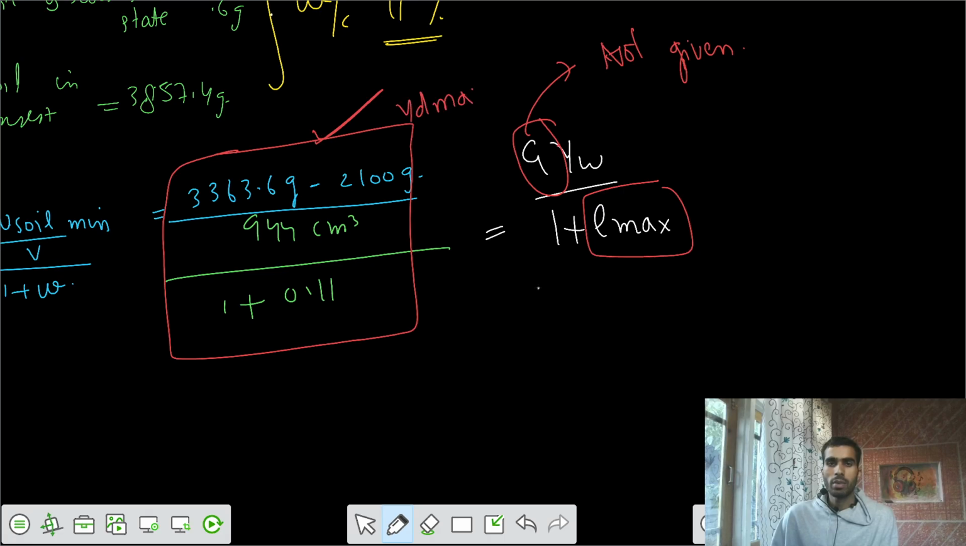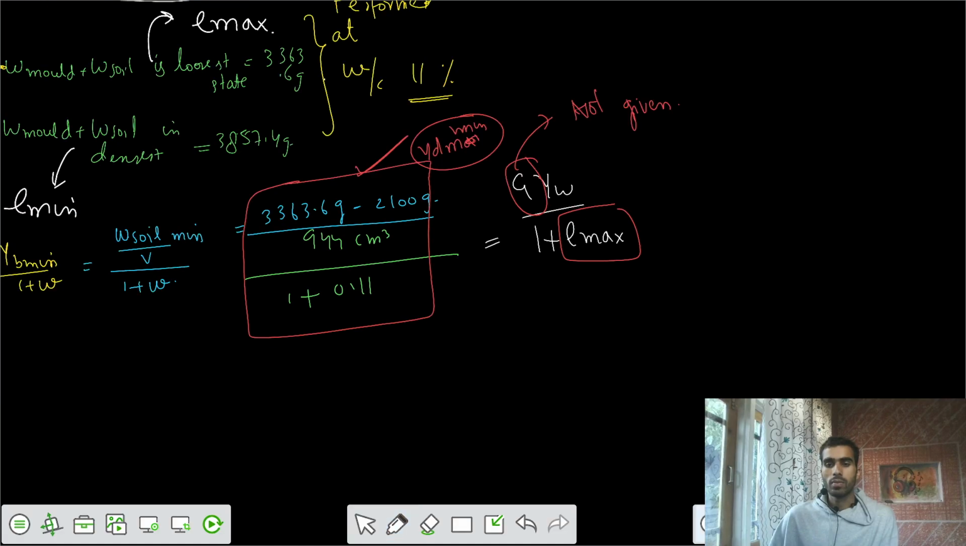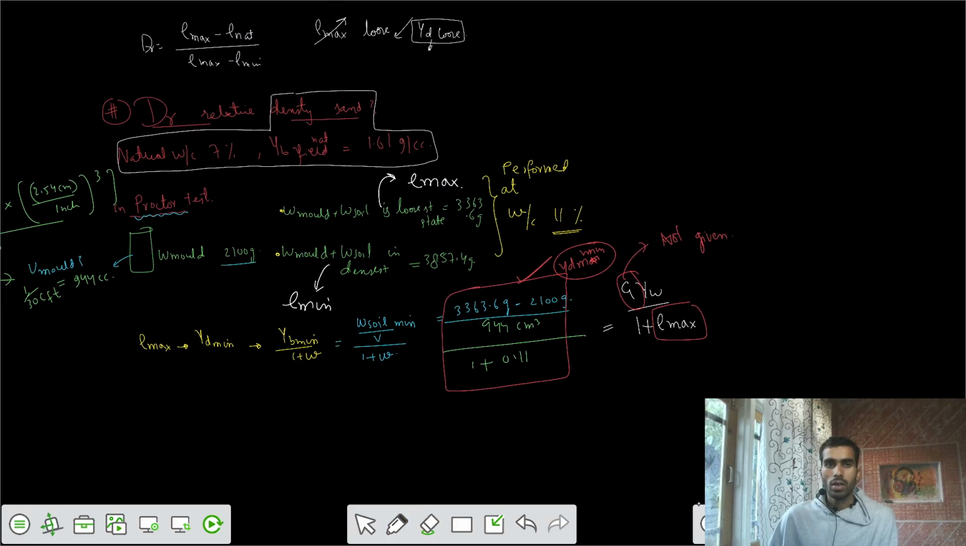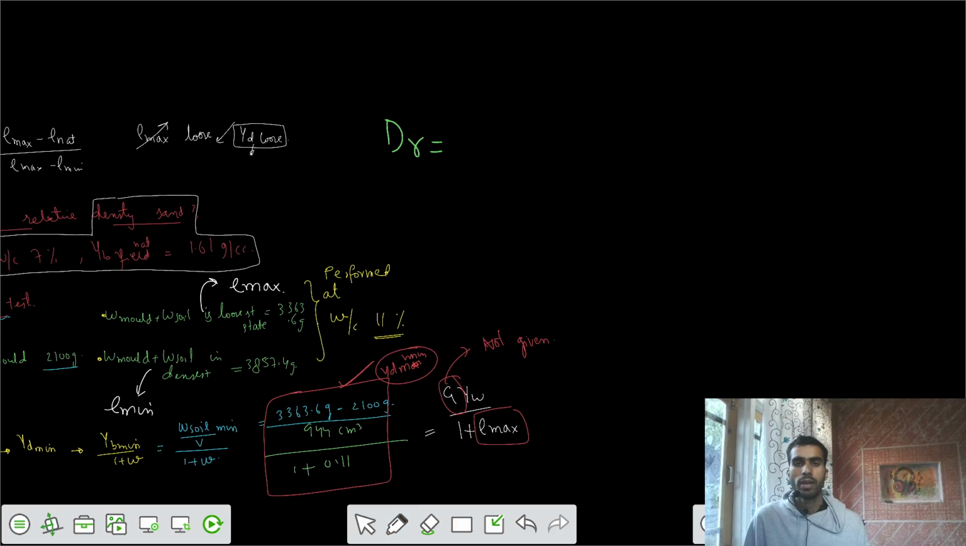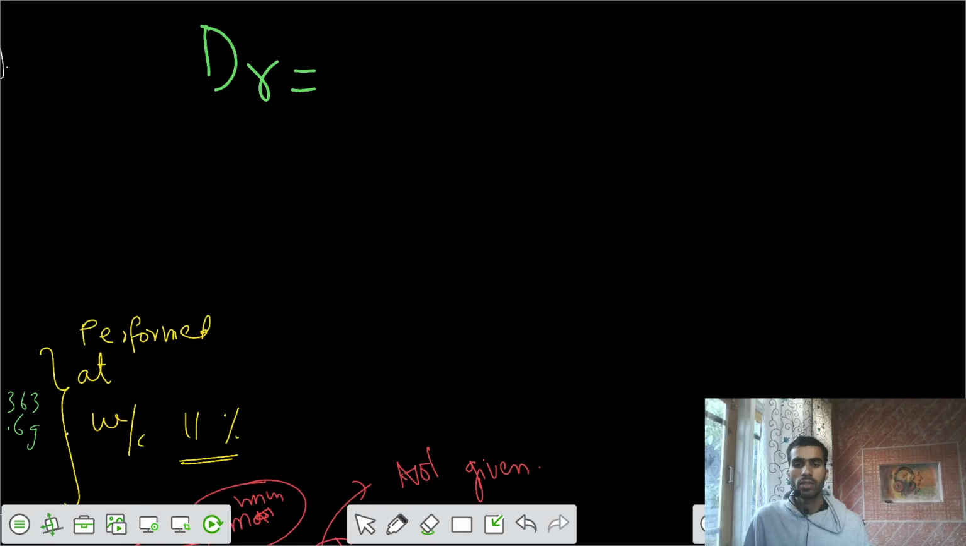We got the value of gamma d minimum, but we don't know how to get e max. So what should we do now? We need to convert the relative density, which is a function of void ratio, into a function of dry unit weight. We have one more equation for that, which we derived in one of the lectures.